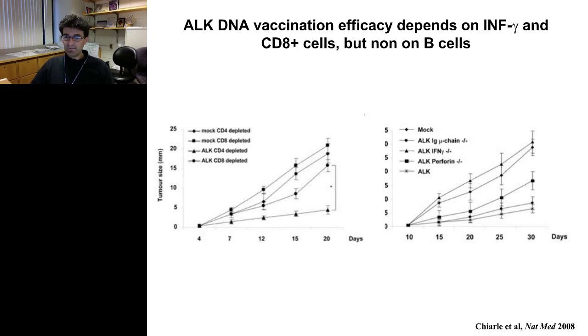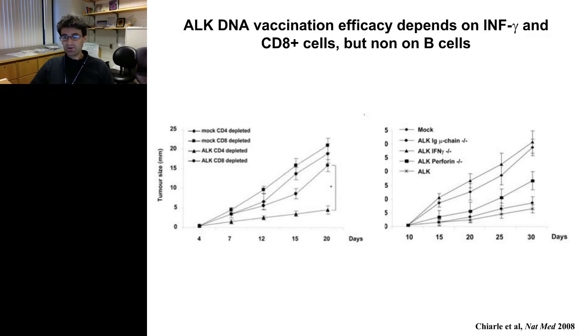And by doing the same experiments in interferon gamma knockout mice, in perforin knockout mice, and in B-cell knockout mice, we showed what is more important is that interferon gamma is totally required, as expected, for this immune system to react against the ALK antigen, against lymphoma cells. Perforin is partially required.